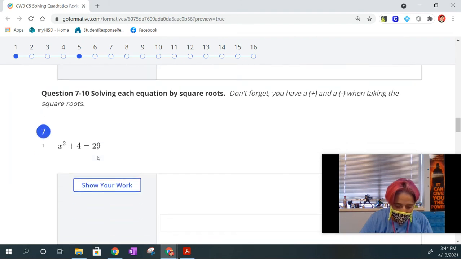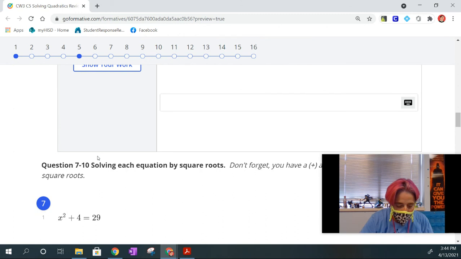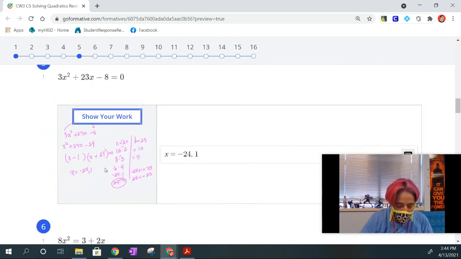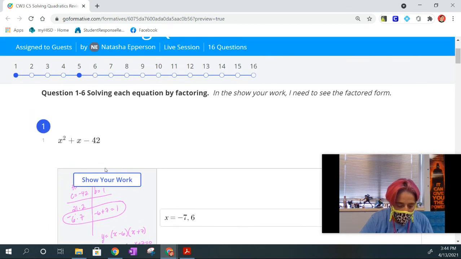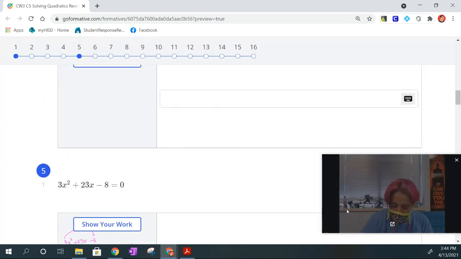All right, in 7 through 10, we're solving by taking the square roots. I'm going to do that in the next video. I don't want this to get too long, because you may not need help in all of these anyways. So I'm going to go ahead and do a video on that in the next one.